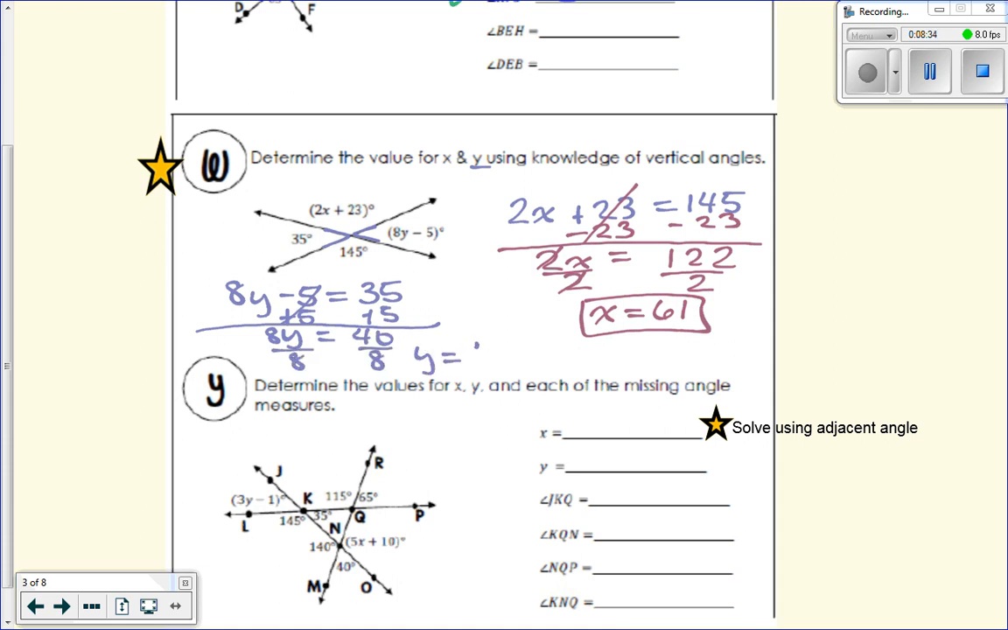You get y equals 8.5. There we go. Yeah. Very good. All right.